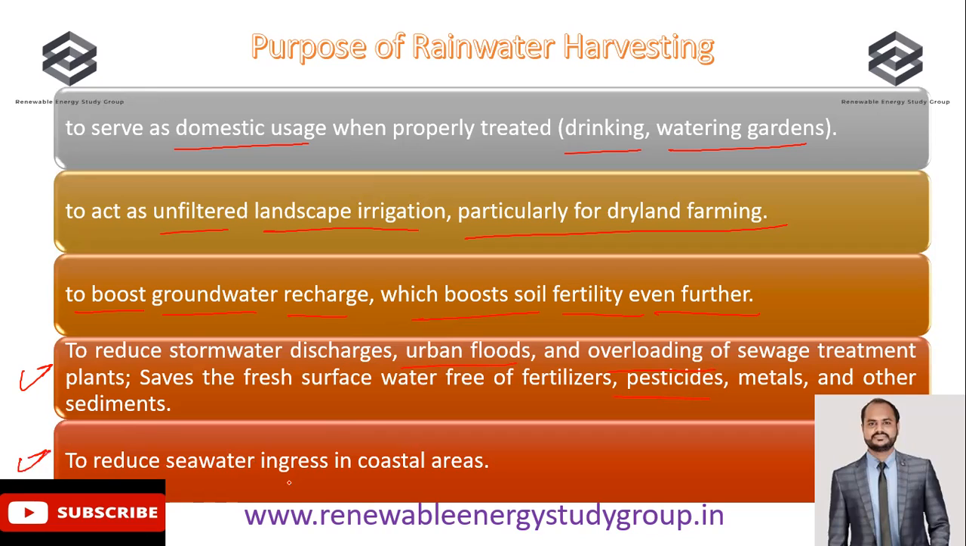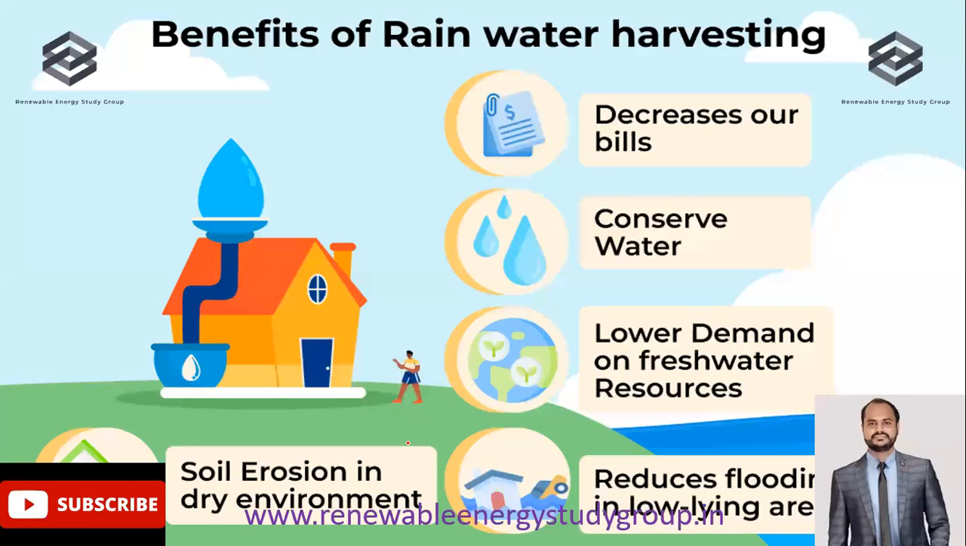Similarly, to reduce the seawater ingress in the coastal areas also, we can go for the rainwater harvesting system. There are multiple-purpose applications where we can utilize the rainwater harvesting system for conservation purposes.